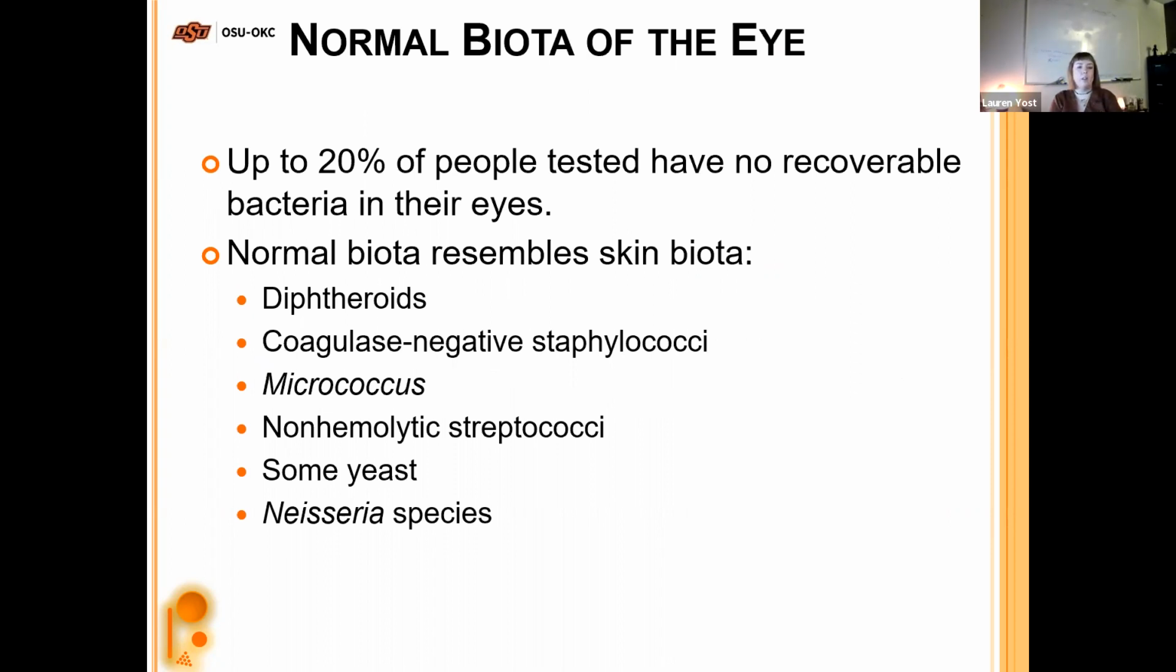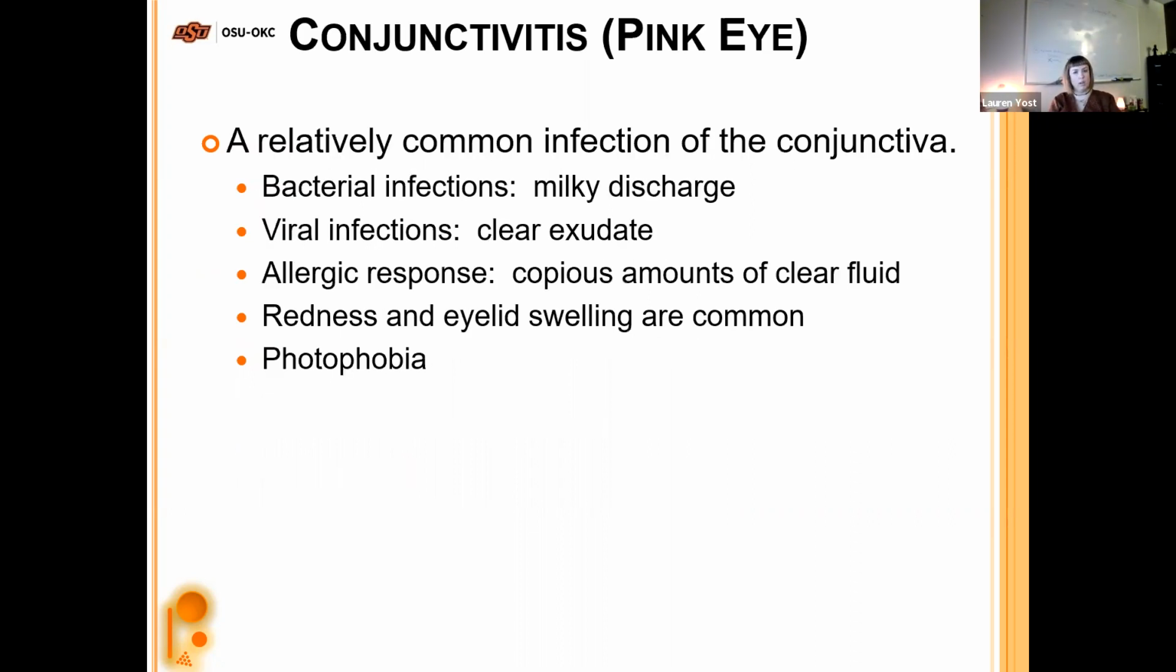20% of people tested have no recoverable bacteria in their eye at all. It seems to be sterile. Other than that, the eye seems to resemble the skin. If I ask you what the biome of the eye looks like, you can just say it looks like the skin. A lot of different kinds of bacteria, right?